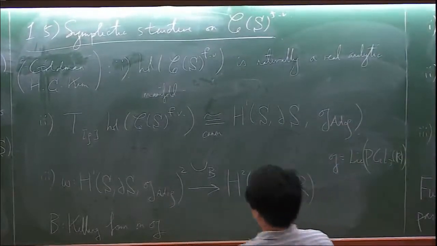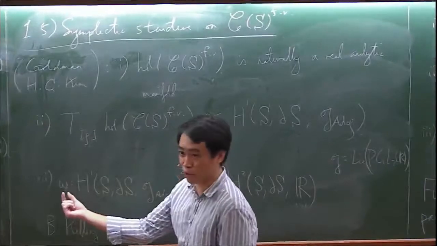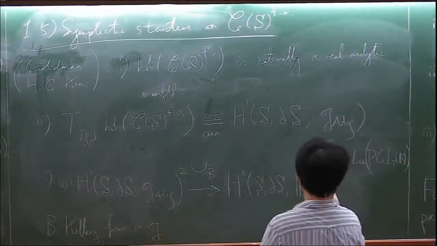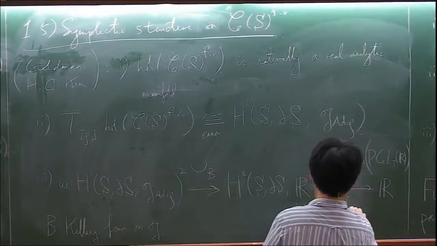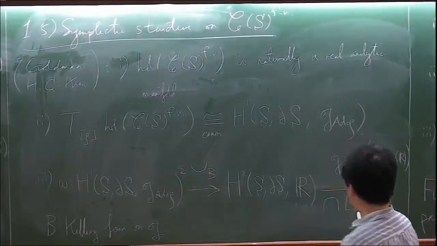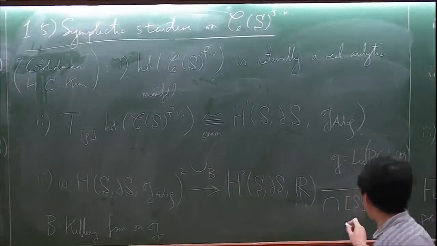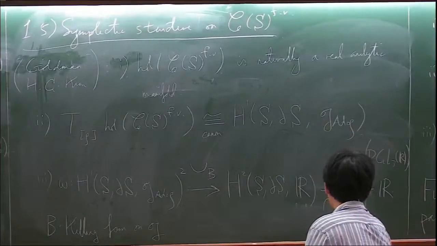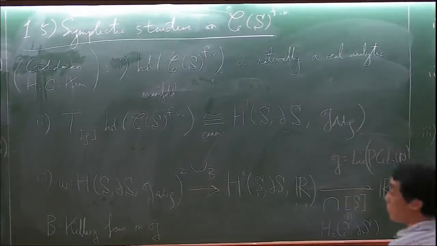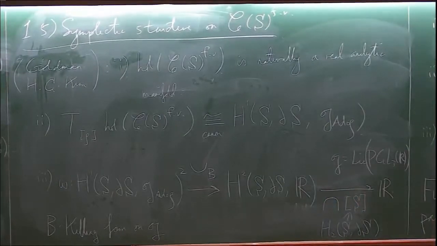But then I want a symplectic form. I want a 2-form, so I want to identify this with R. And the way you do it is you take the cup product with the fundamental class of S. And here the fundamental class of S, I'm thinking of it as inside of the second homology of your surface, rel boundary.